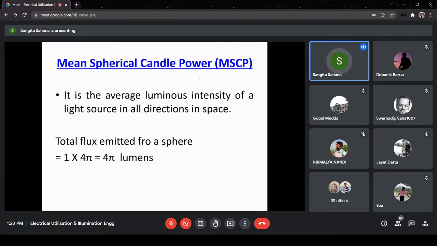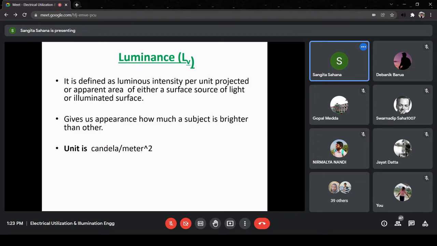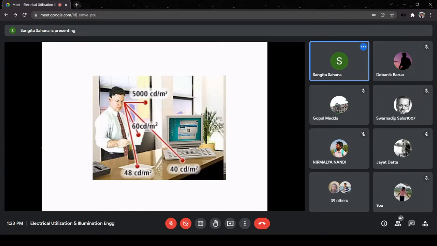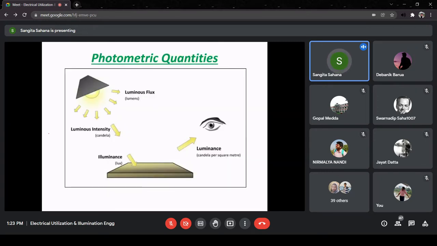This is mean spherical candle power. This is the average luminous intensity of a light source in all directions in space. Next one is luminance. If you see this figure, luminous flux is the total light output from any source. The unit is lumen, right? This is luminous flux, the total light output in all the directions. This is the property of the source.